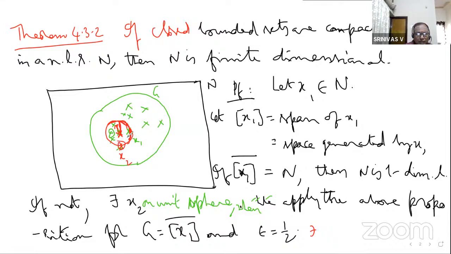Next, you check whether x2 and x1 generate the whole of n. X1 is an element in G, and x2 is on the unit sphere, which is a subset of n, so these two are elements in n. If these two form a basis for n, then n becomes two-dimensional. Otherwise, we work with the span of x1, x2.